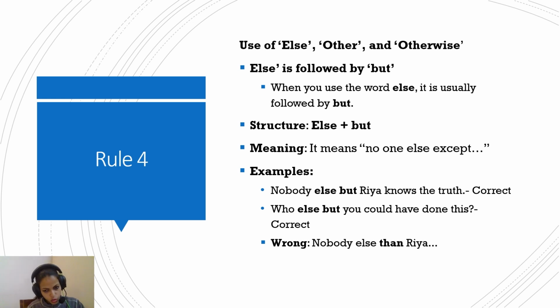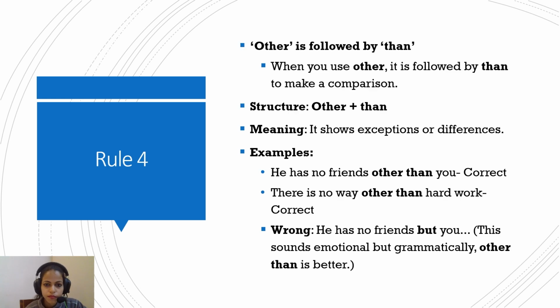So, every time you use the word else, you have to follow it with but. Similarly, who else but you could have done this? That means there is no one person, but you are that one exception who could have done this. So it is correct. A lot of times students say else than, which is wrong. Nobody else than Ria knows the truth would have been wrong. The else will always be followed by but. Else, but. Okay.